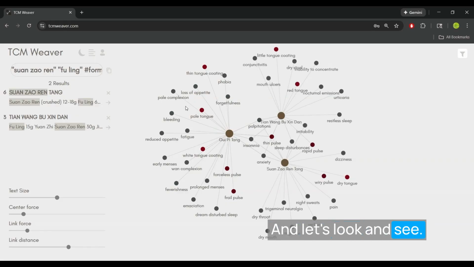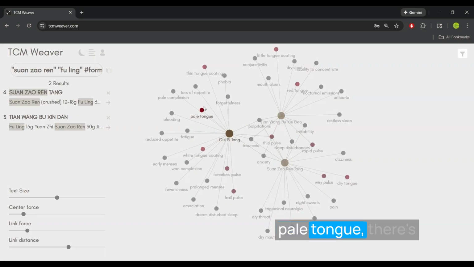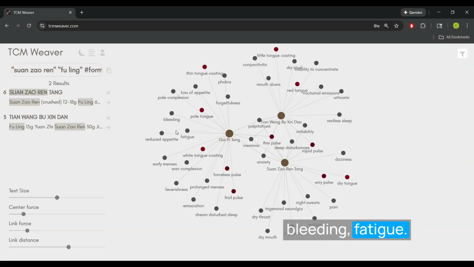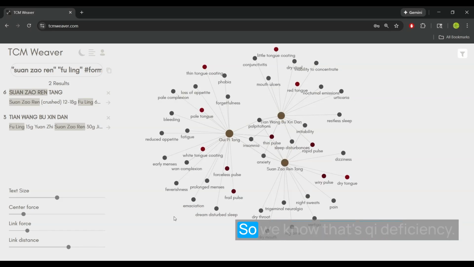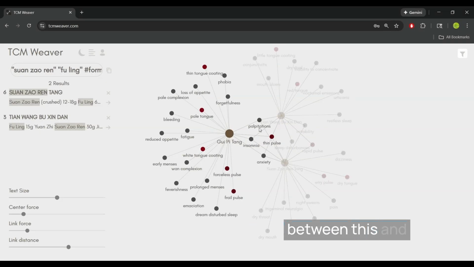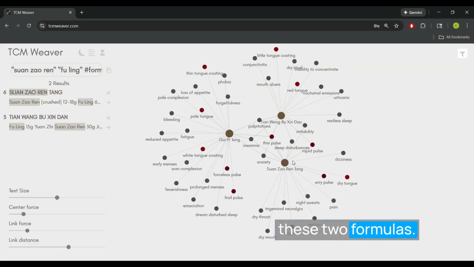And let's look and see. We have loss of appetite, forgetfulness, pale tongue, there's bleeding, fatigue, there may be menstrual problems, frail pulse, forceless pulse. So we know that's qi deficiency. You'll get a pretty good idea if your patient matches up to that or not. That's easy to determine between this and these 2 formulas.